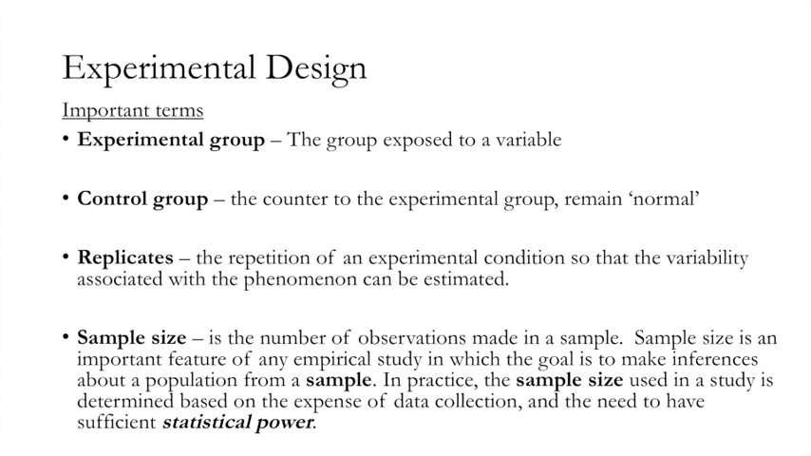So, I've introduced some important terms, so we're just going to recap. The experimental group is the group exposed to a variable. The control group then is the counter to the experimental group, and they remain normal. Replicates are the repetition of the experimental condition, so the variability associated with the phenomenon can be estimated. So we want to be able to replicate our experiments, and I mentioned that very early on in the first video. Replication.